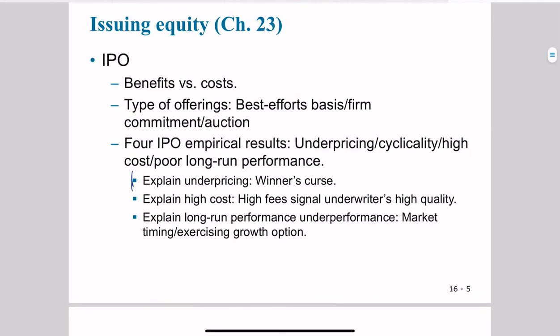And there is a lecture problem on this underpricing winner's curse problem. So make sure you understand it. And I personally like that problem. It's quite interesting. And then why are there high costs? Well, because at least from the textbook, it's a signaling theory. It basically says investment banks want to charge high fees to justify that they're high quality investment banks.